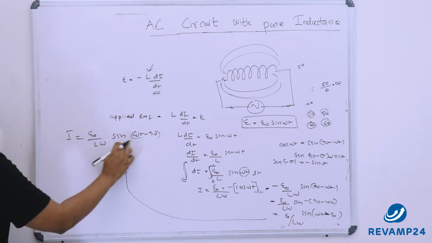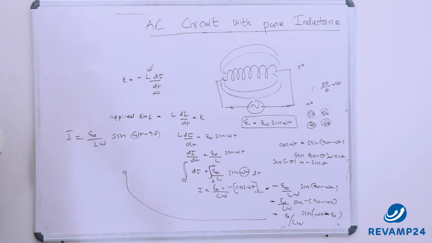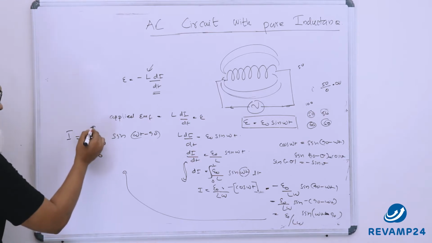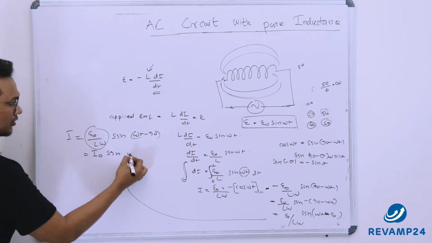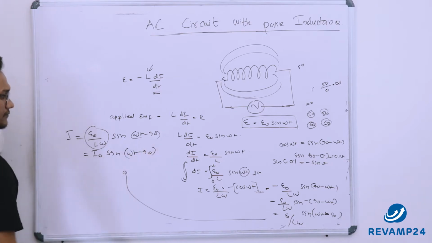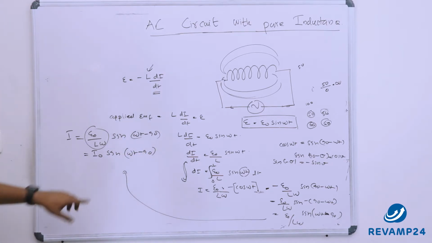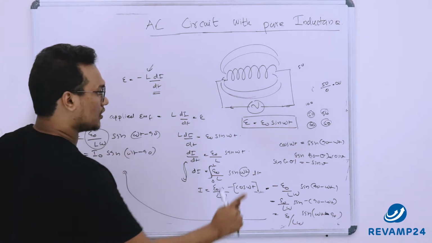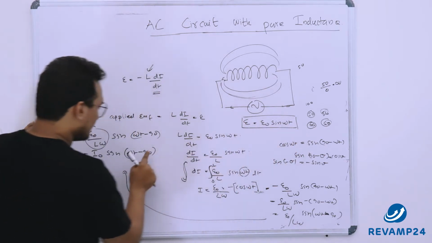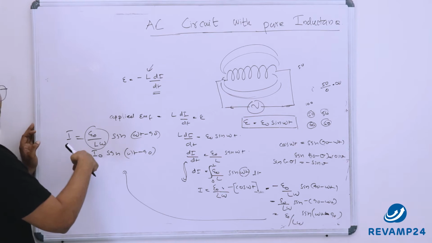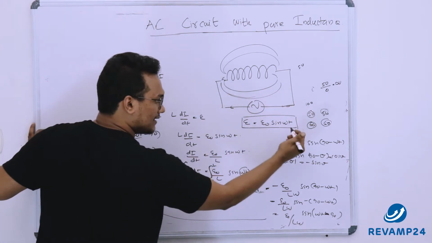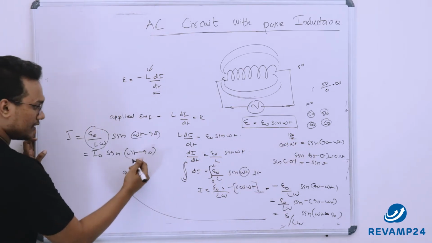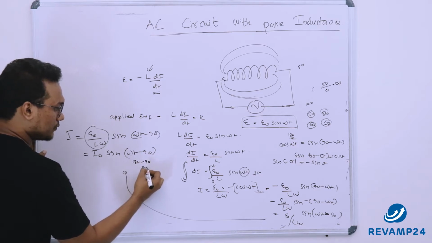See, I got a function which is also in sine. Now E0 by L omega can be written as I0, because that would be the maximum value. So I0 sine of omega t minus 90. See, compare these two. I could say that these are not in phase, because when E is omega t, this is 90 degree backward. When omega t is 180, this phasor would be at 180 minus 90, that is 90 degree.